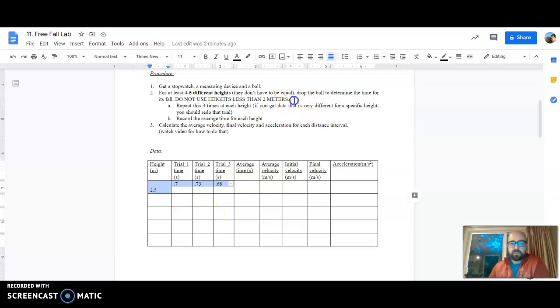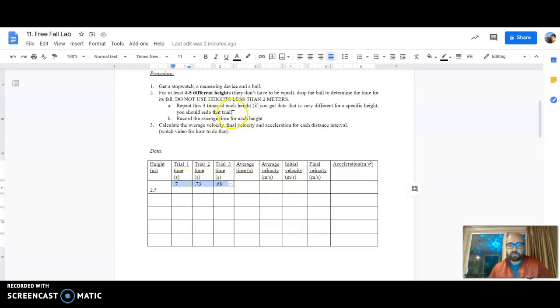And please notice you don't want to use any heights less than 2 meters when you do this. So this might be tricky, and we'll talk about it in class, because you've got to have a place that you can drop a ball from that's greater than 2 meters. Like I can use my back deck, and we used to do this in the commons at the high school. But let's say I had a height of 2.5 meters here that I'd measured out, and I dropped the ball 3 times, and I got these 3 data points.